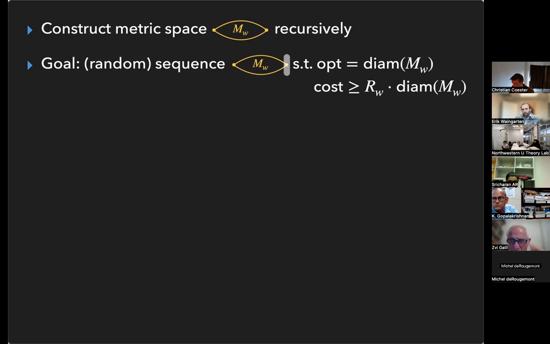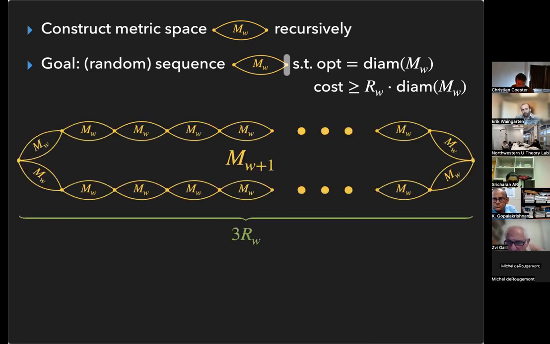And now, how do we do the inductive step? So this is how we construct our new metric space, M_{W+1}. You can see it has, again, this shape that there's this special leftmost point and this special rightmost point. And we use lots of copies of our recursive metric space, M_W. And I can tell you how many copies we use. We use 6 R_W copies, where R_W is our lower bound that we want to prove.